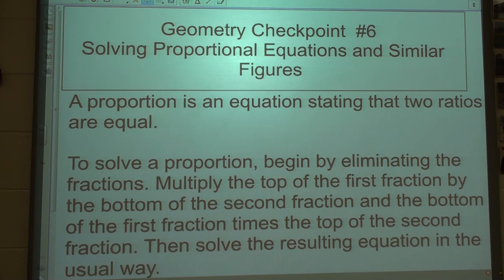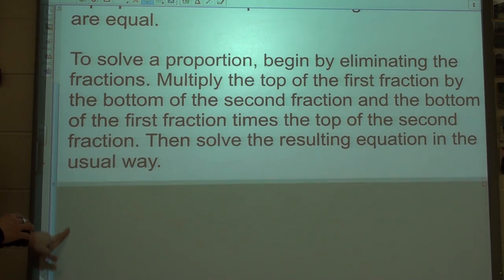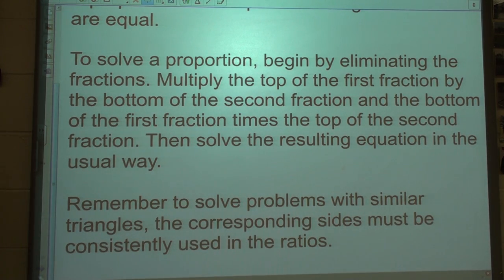Multiply the top of the first by the bottom of the second, and the bottom of the first times the top of the second. We sometimes call this cross-multiplying. Then solve the resulting equation in the usual way. Remember, to solve problems with similar triangles, the corresponding sides must be consistently used in the ratios.